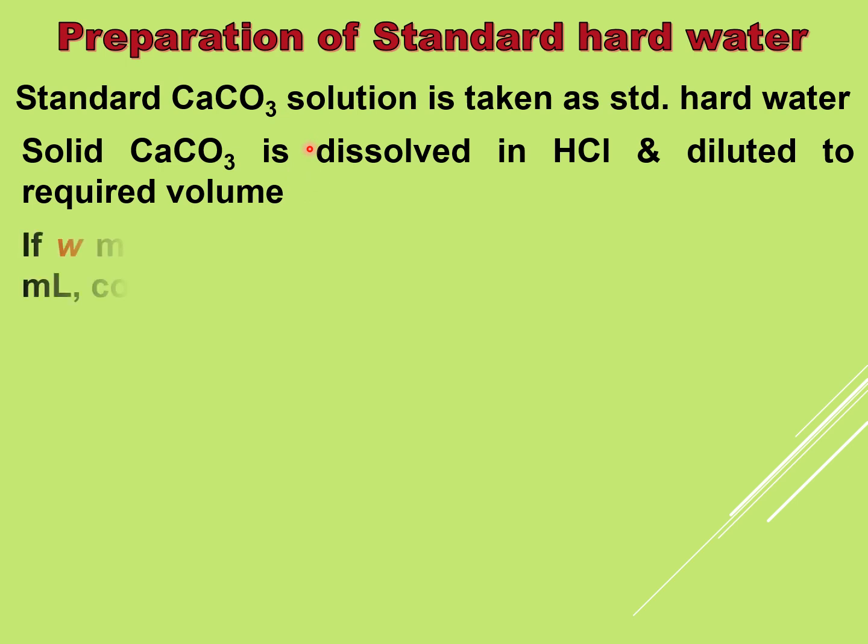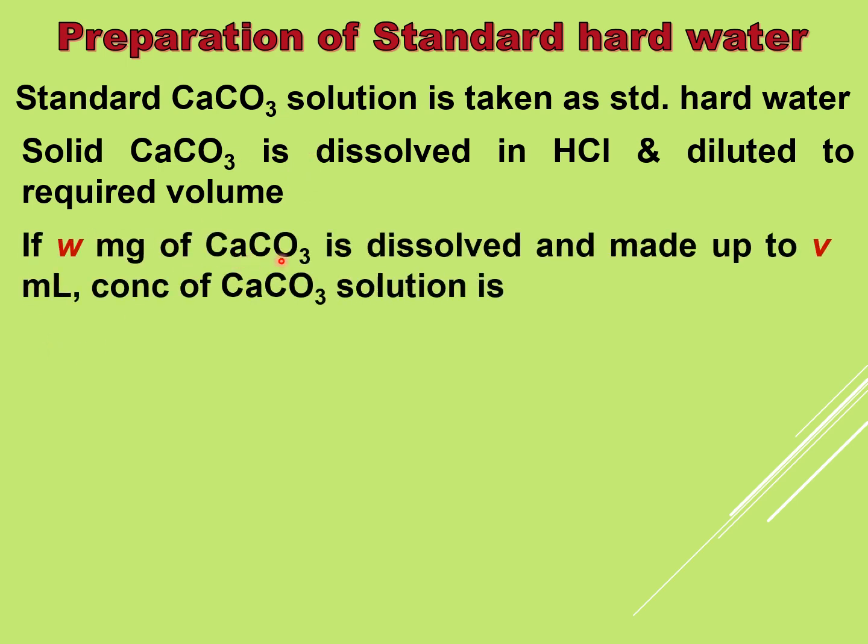Okay. Now, if W milligrams of calcium carbonate is dissolved and diluted to V ml, then the concentration of this calcium carbonate solution is obtained like this. C standard is equal to small w by small v. The unit is milligram per ml. So this is the concentration of the standard hard water. This is important. This has to be noted down because this will be used in the calculation part. So that is the first step. First step is over. Preparation of standard hard water.